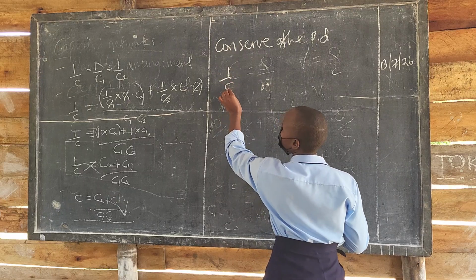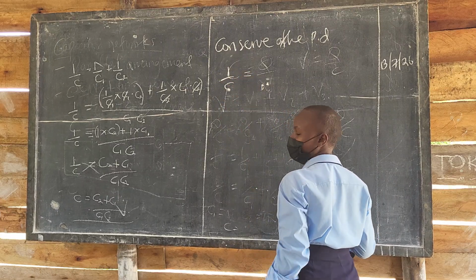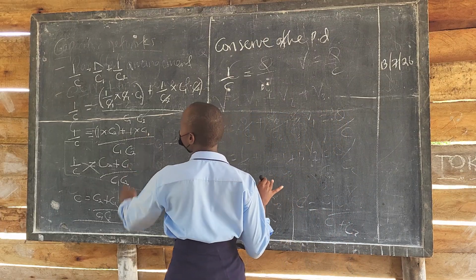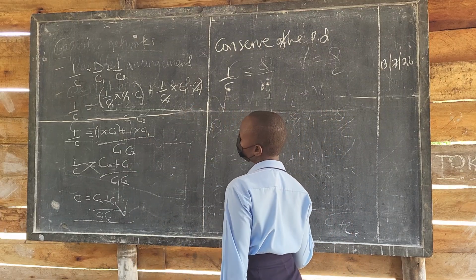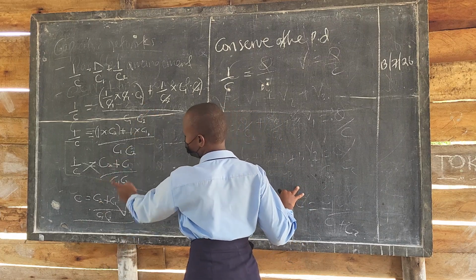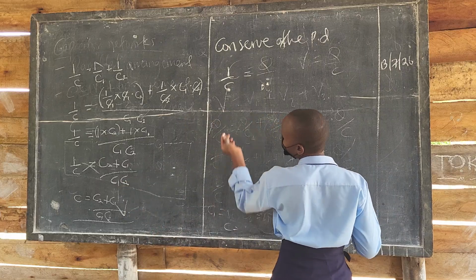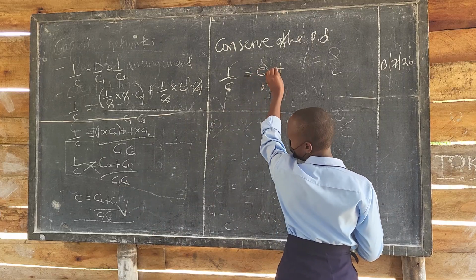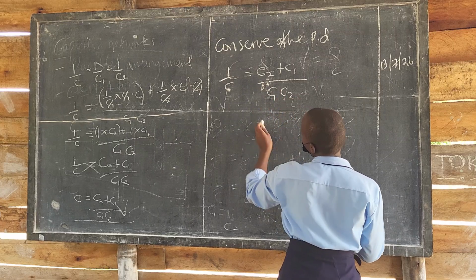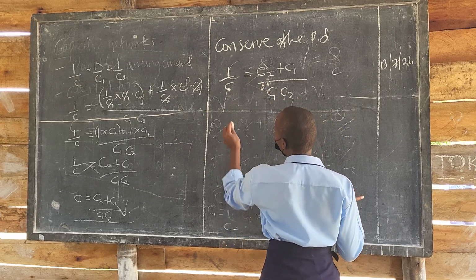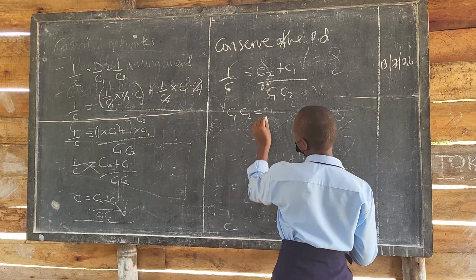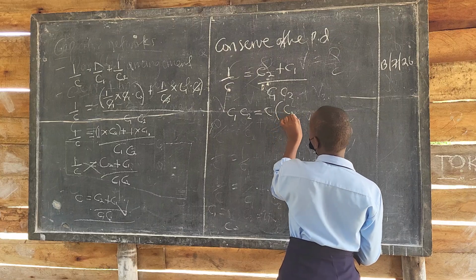This is 1 out of C equaling 2. You start from that step where she has gone wrong. Wait. 1 out of C equals C2 plus C1 over C1 C2. No, the second last step, yes, there. That's C2 plus C1 out of C1 C2. Then when you cross multiply, you shall have C1 C2 equaling to C into C2 plus C1.